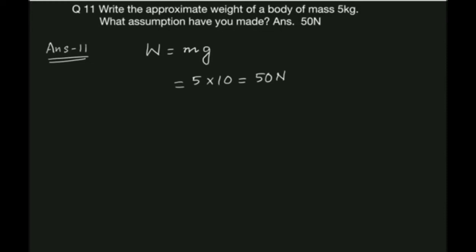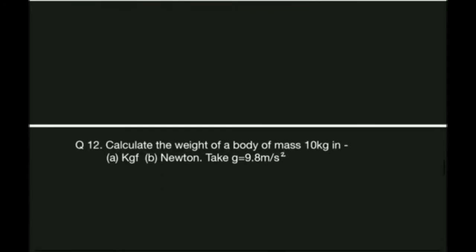Okay, so the next part, what they are asking is, what assumption you have made. The assumption is we have taken acceleration due to gravity as 10 meters per second square. This you have to write over there. Now come to question number 12.